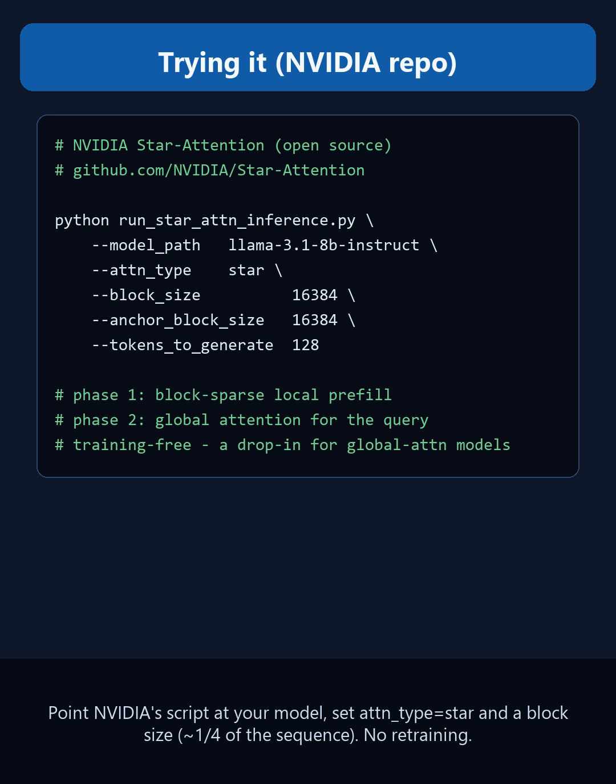In practice, it is simple to try. NVIDIA ships star attention as open source on GitHub. You point their inference script at your model, choose the attention type star, and set a block size and anchor block size, which the paper sets to about 1/4 of the sequence length. It runs the block-sparse prefill and the global decode for you. No retraining, no architecture changes.